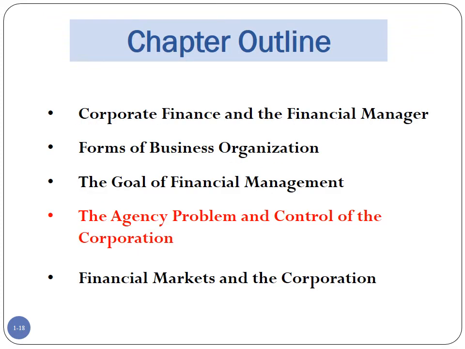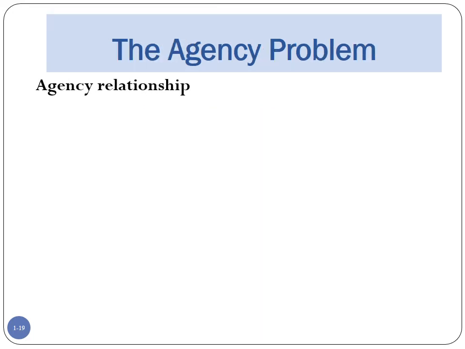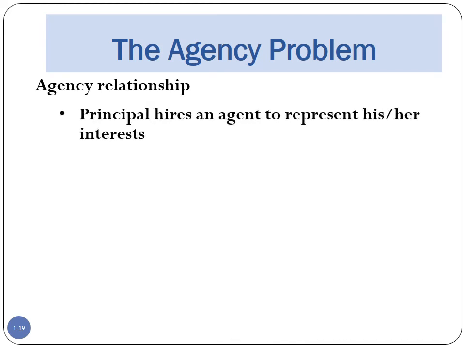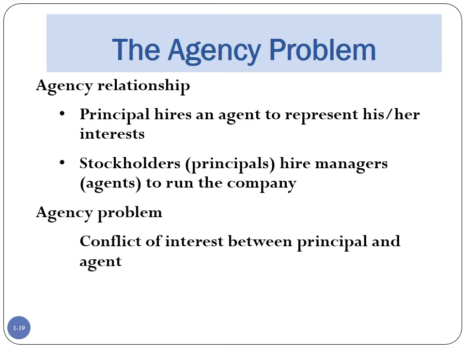One of the problems with corporations is the agency problem, control. The agency relationship is important to understand because a principal hires an agent to represent his or her interests. The stockholders in a corporation are the principals, and they hire managers to run the company. So the agency problem is that there's a conflict of interest between the principal and agent. The principal wants to maximize their investment, but the agent wants to maximize their income or perhaps their power or control over the organization. So there we see that this creates an inherent conflict of interest.